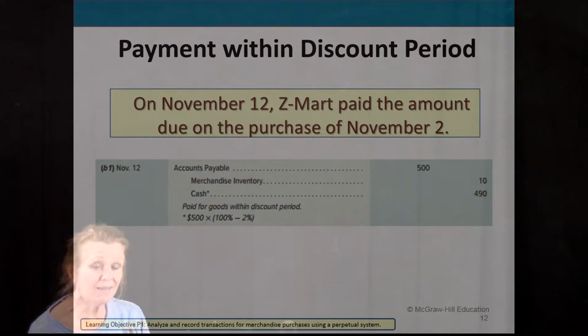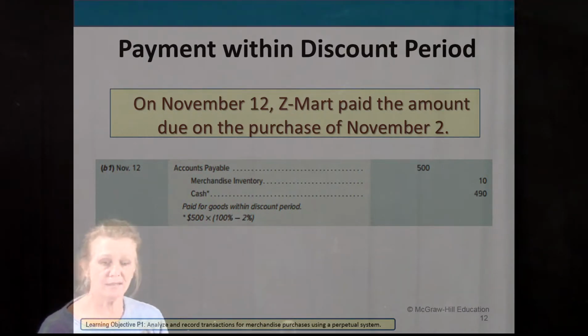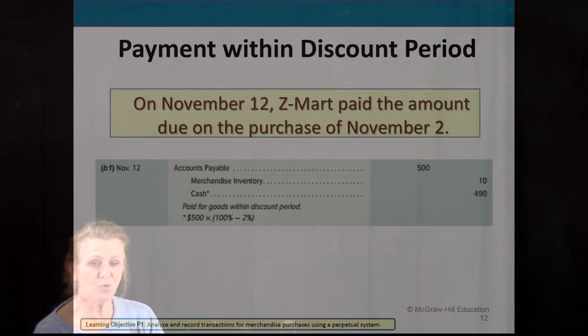So if you pay it within the discount period, they paid it here on November 12th, so just on the last day, and that's fine. Accounts payable is debited, so our accounts payable is cleared out, and merchandise inventory is reduced by $10 because we got a 2% discount, and then cash was $490. So we saved $10 on the cost of our merchandise.